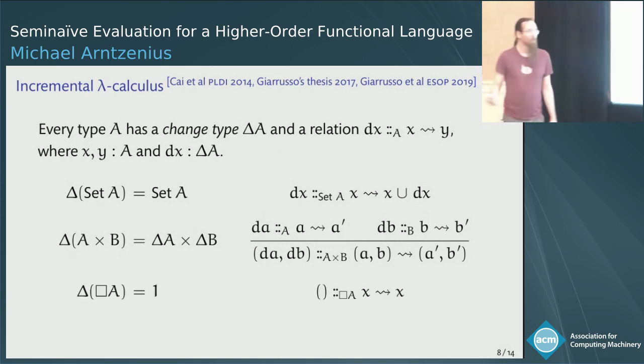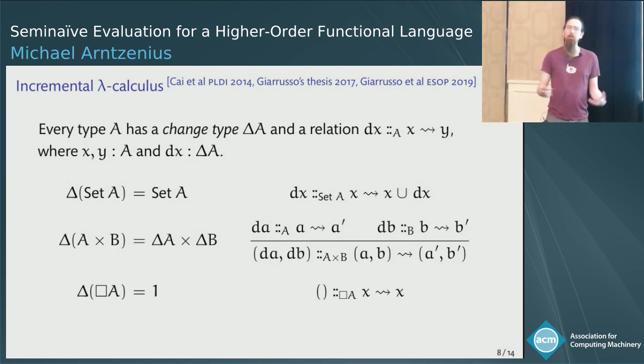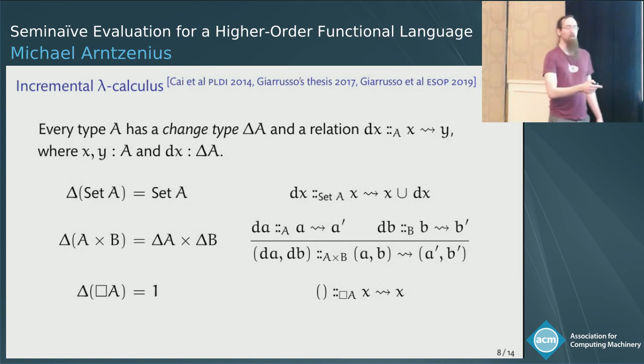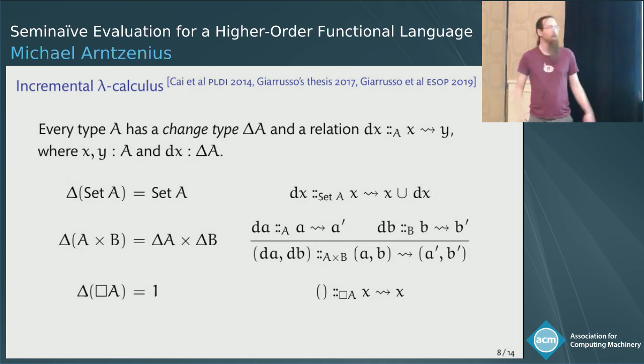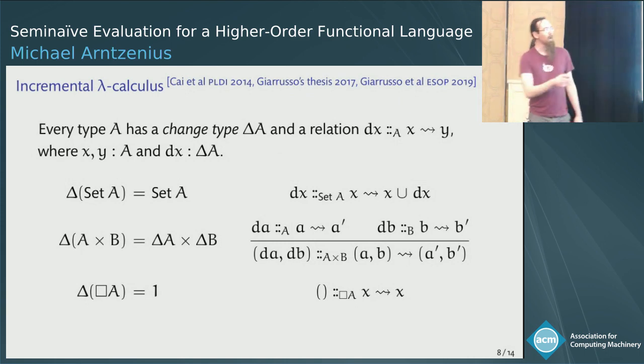Slightly more interesting, or perhaps more boring, is the type of changes to box A. So remember, box A was a type that was ordered discretely. There are no increases at the type box A. So the type of changes is the unit type. There's only one change possible, and it's to stay the same. And this is interesting because box A, from a perspective of monotonicity, was non-monotonicity. From a perspective of incrementality, it's not changing. Box A represents something that's not changing, and our types can guide our incrementalization.